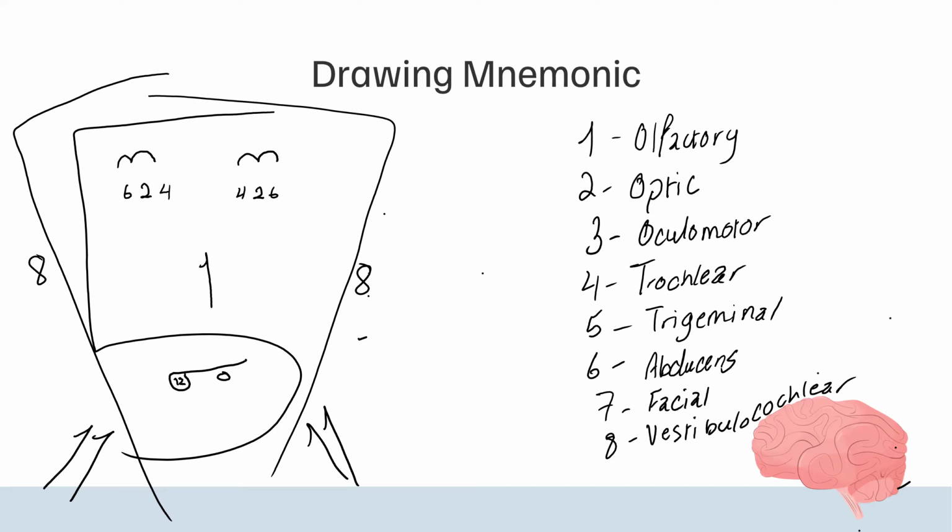Now, nine, we have here drawing our mouth, and this nine is going to give supply, first of all, to the tongue, and second of all, to a muscle in the pharynx. So because of that, it is going to be called the glossopharyngeal.